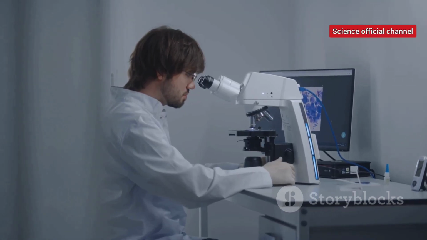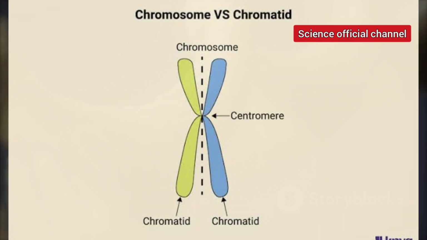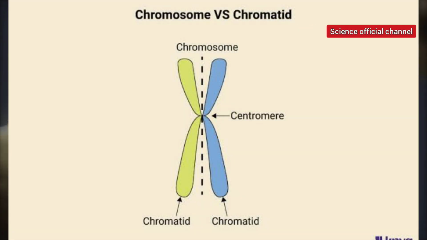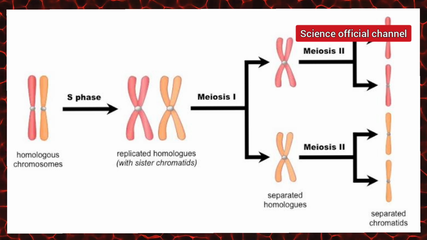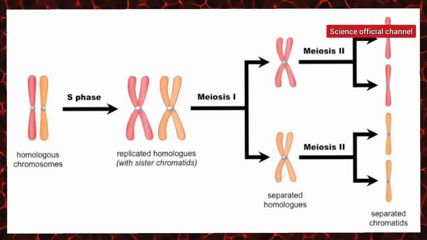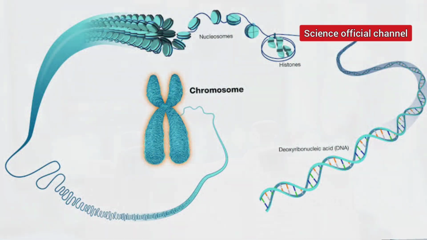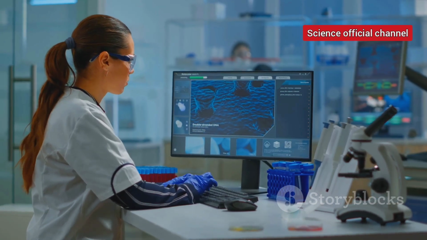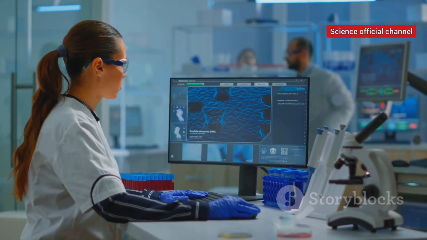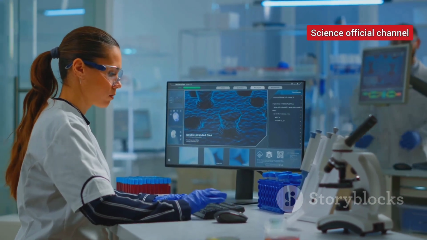Which brings us to chromatids. A chromatid is one half of a duplicated chromosome. When a cell divides, the chromatids separate so each new cell gets a full set. Chromosomes are long, thread-like structures made of DNA and proteins. They carry genetic information, basically the instruction manual for building and running an organism.